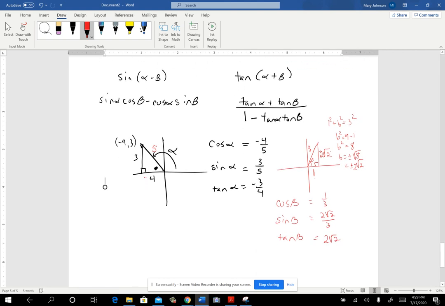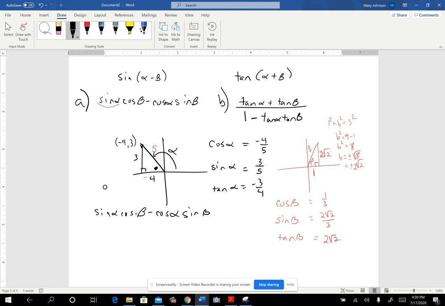All right. So if I'm trying to do sine of alpha minus beta, I know it's going to be right here. I'm probably going to need more room, so let me write it down here. I need the sine of alpha cosine of beta minus the cosine of alpha sine of beta. So that's for this part, okay?